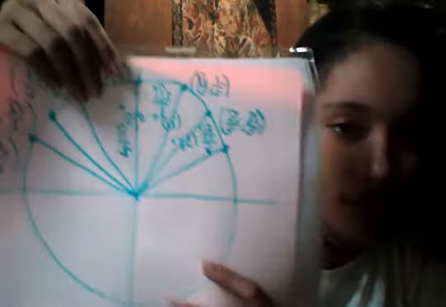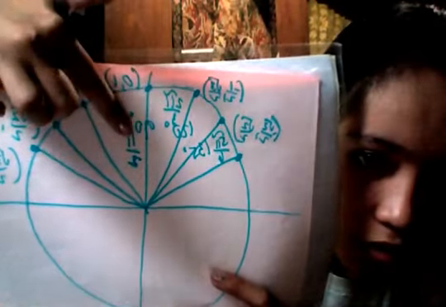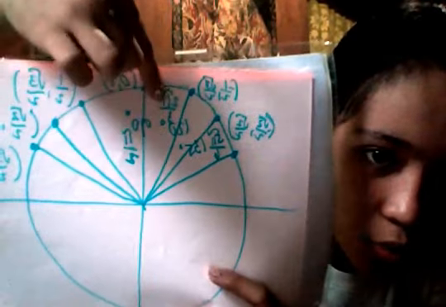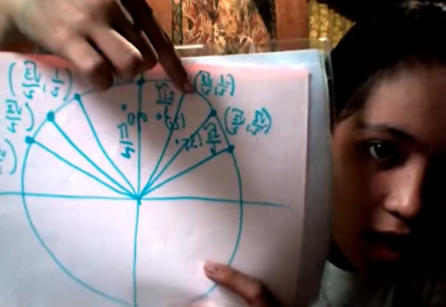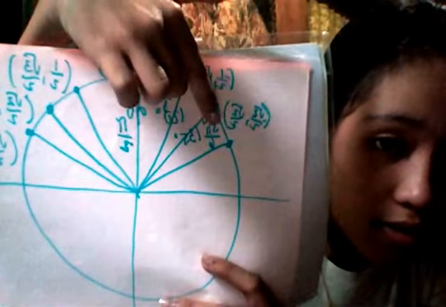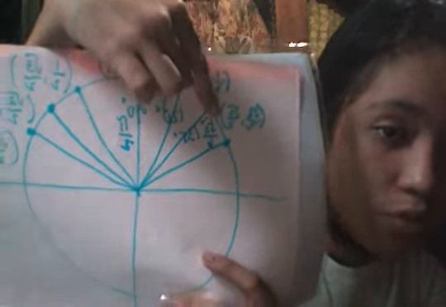Okay, so here it is. 90-degree angle's coordinate is 0, 1, while 120-degree angle's coordinate is negative 1/2 and square root of 3 over 2, and the 135 degrees coordinates is negative square root of 2 over 2 and positive square root of 2 over 2. That's how you do it.